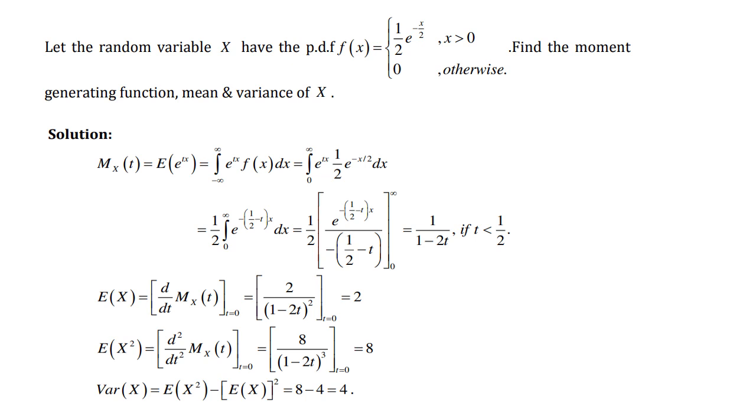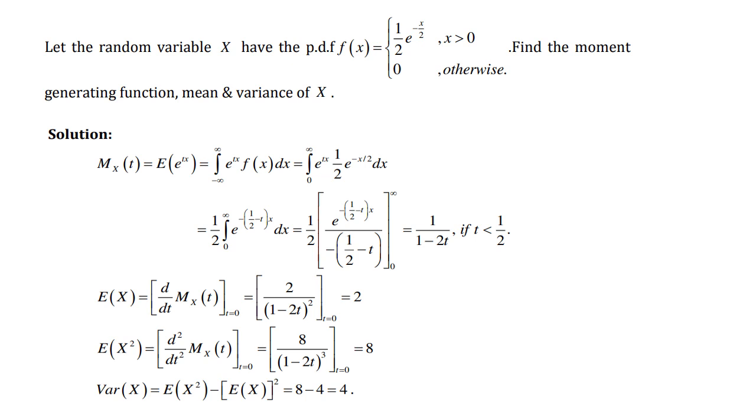E of e power tx, which is equal to the integral from minus infinity to infinity of e power tx f of x dx, which is equal to the integral from 0 to infinity of e power tx times 1 by 2 e to the power of minus x by 2 dx. When we integrate this with respect to x in the limits 0 to infinity, we will be getting the answer as 1 divided by 1 minus 2t.